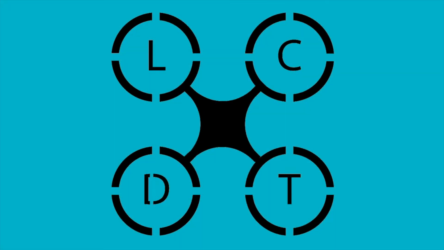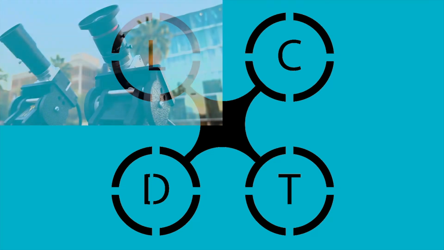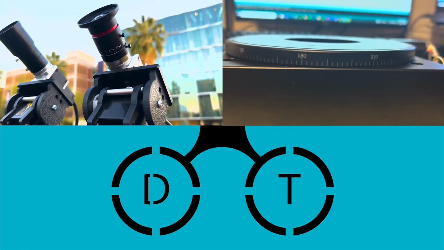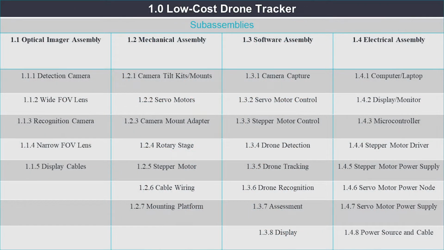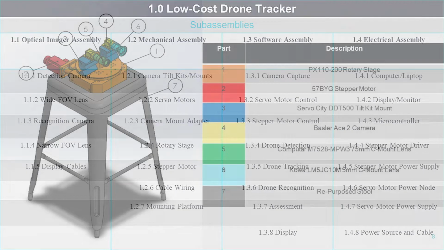Our low-cost drone tracker is split up into 4 subsystems: optical, mechanical, software, and electrical. The optical subsystem encompasses the cameras and their lenses. The mechanical subsystem includes the servo tilt mounts, the rotary stage powered by a stepper motor, and the mounting platform. The software subsystem refers to the programs our drone tracker runs autonomously. And finally, the electrical subsystem includes the laptop and all motor controllers.